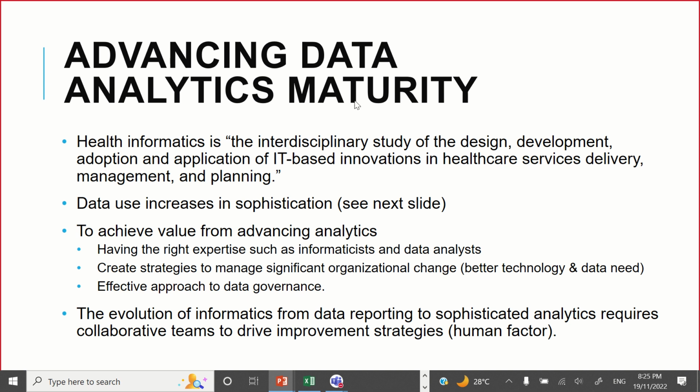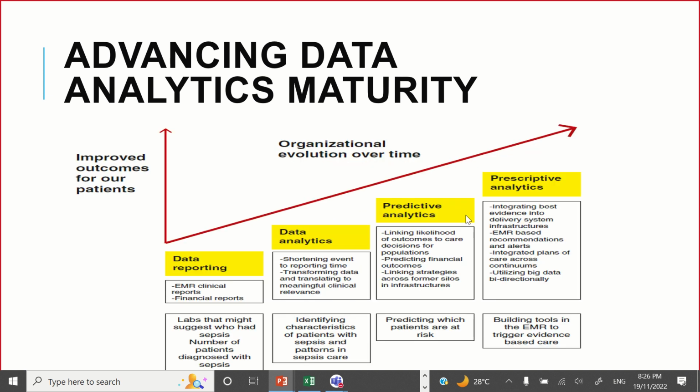Here, when it's talking about advancing data analytics maturity, there is a certain level of increase in the sophistication of data models, or in the maturity of data models, and we will be seeing this in the next slide. Or maybe I'll just go there and come back. Okay. So they say that historically, when it started, the most basic form of data maturity is data reporting. So you get a clinical report from the medical record, you get financial reports, you get lab tests, you get any documents or any report that you need, and that's the data reporting.